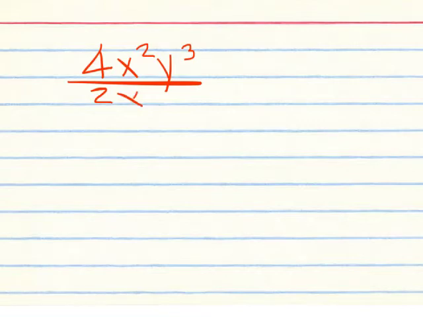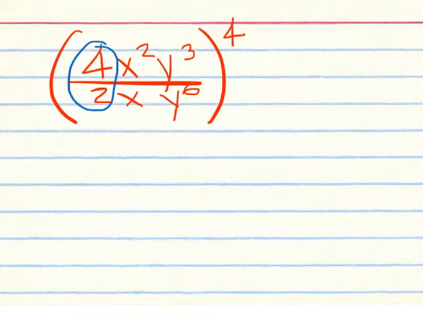In this example, we have 4x to the second, y to the third, over 2x, y to the sixth. All of this is going to be to the fourth power. Step 1, I have to reduce this 4 over 2. What is 4 over 2 reduced? 2 over 1, yes. We'll just write a 2 and not put the 1 down on the bottom.